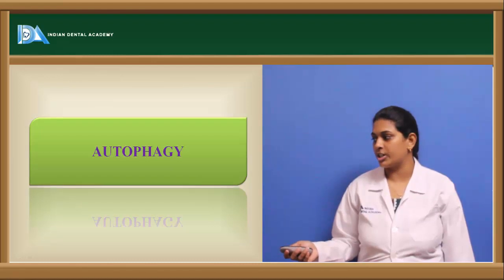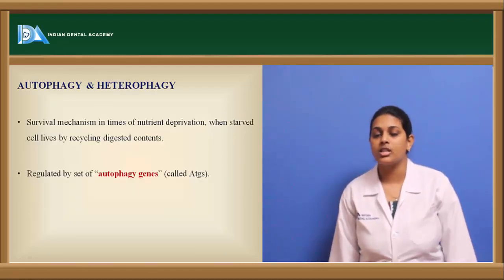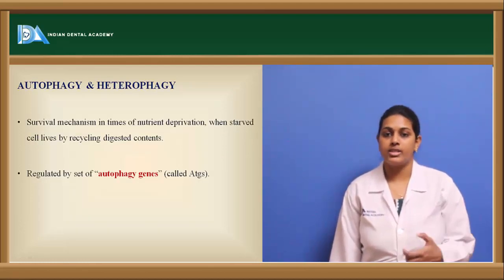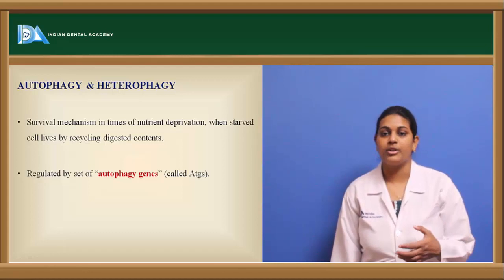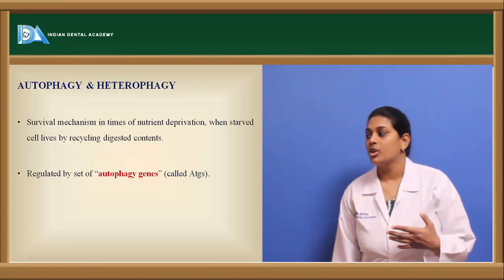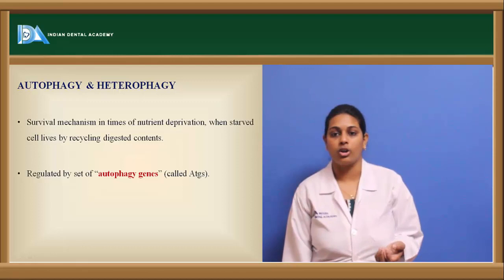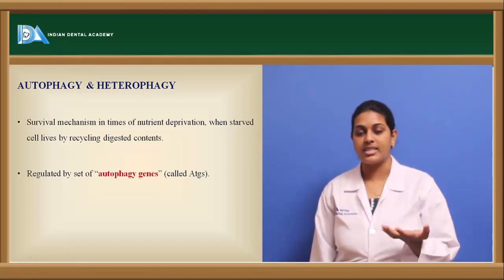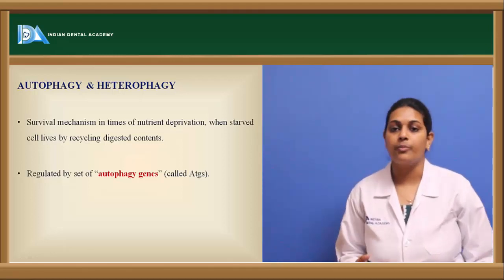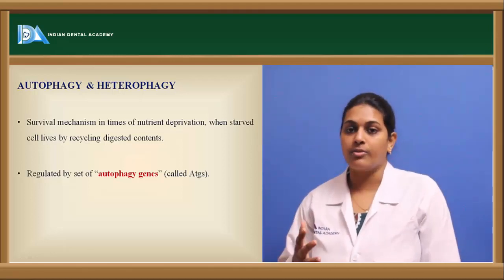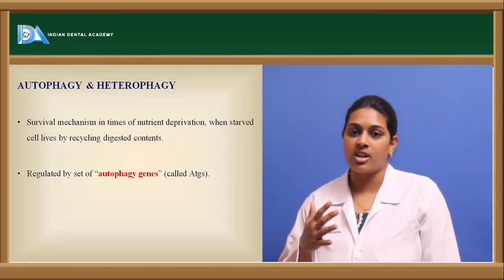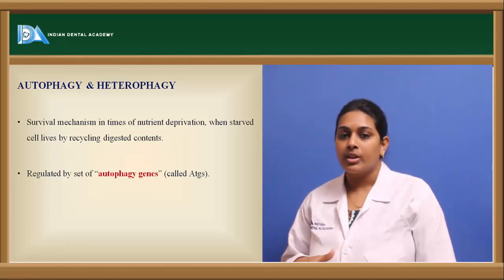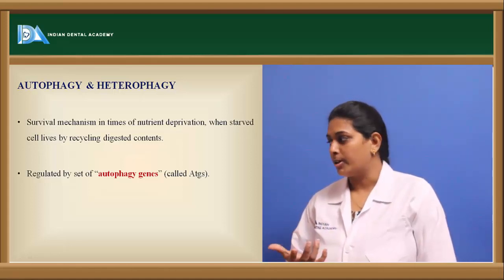Coming to autophagy. Autophagy is a process where cells eat up their own cellular contents. Autophagy means self-phagy, eating up oneself. So this is what happens in autophagy. Whereas in heterophagy, cells eat up the vesicles or fragments which reach the cell from the extracellular space. So cells take up the extracellular contents intracellularly. That is heterophagy.